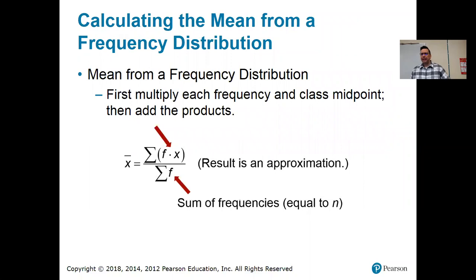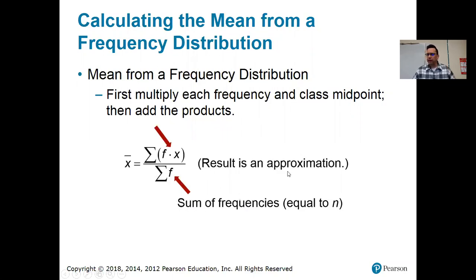All right, mean from a frequency distribution. So this will make a little bit more sense when you see the example, but to find the mean from a frequency distribution, you multiply each frequency by the class midpoint and then add all those products together. And then divide by how many there are. And the easiest way to get how many there are is to just add up all the frequencies.